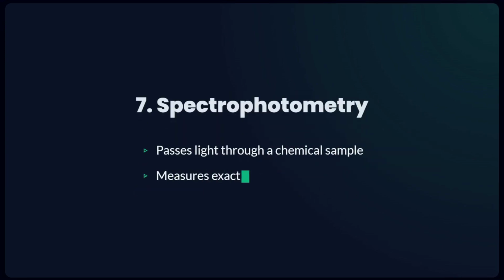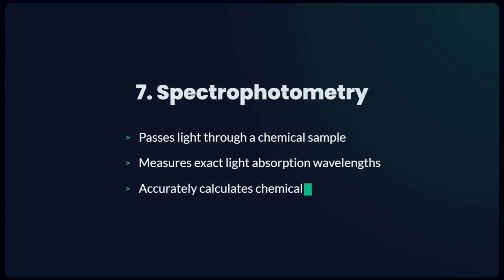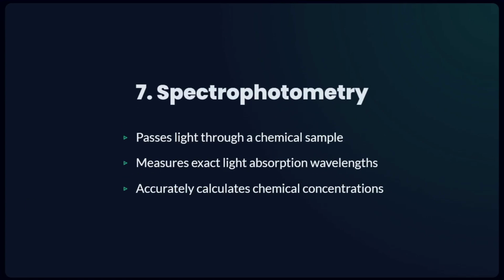Spectrophotometry is used to determine exactly how much of a substance is present. By passing light through a solution and calculating how much light is absorbed, scientists can compute precise chemical concentrations instantly.